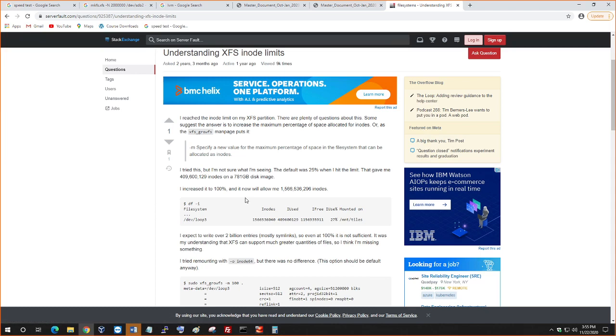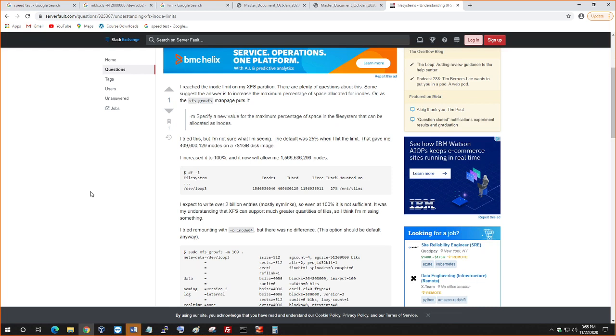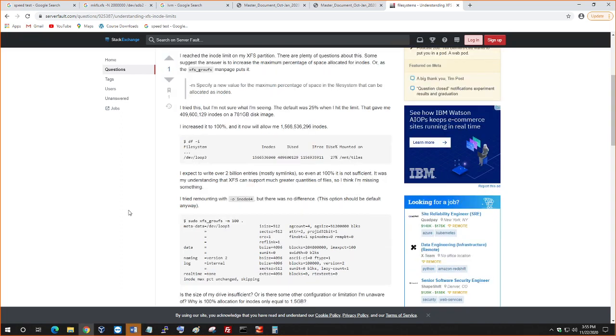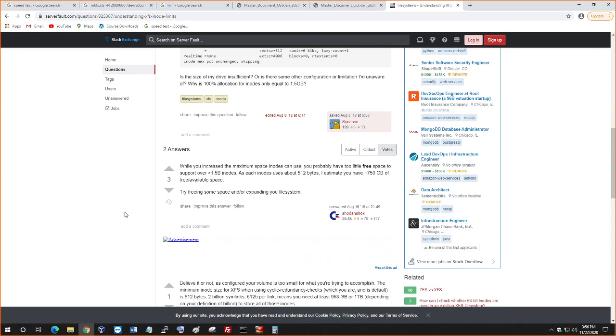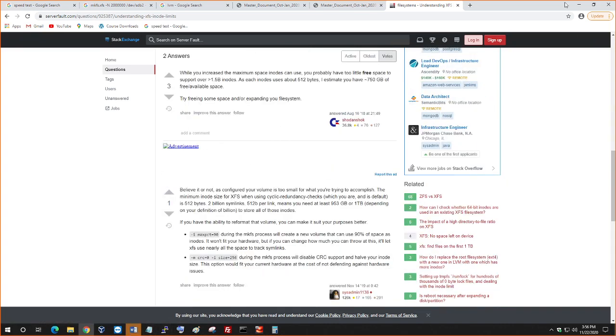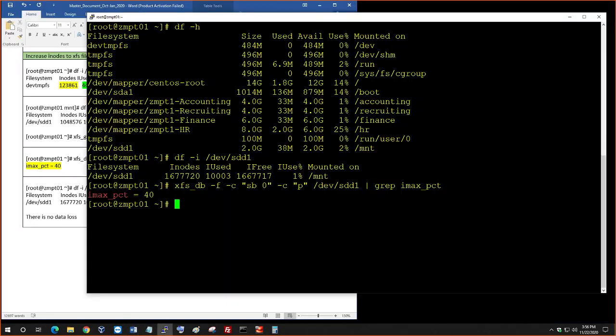I increase it to 100% and now it will allow me this many, right? I expect over 2 million. Mostly, however, 100% is not sufficient. I was understanding I can support much greater. Is the size of my drive sufficient? Okay, just for the sake of it, let's do this 100% here.